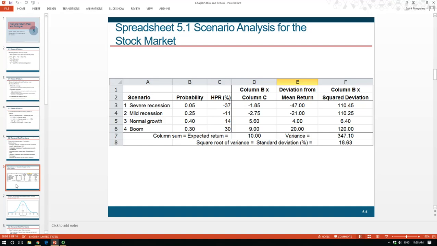uncertainty, right? And uncertainty or risk can be measured by the variance. The variance is the sum of the squares of deviation from mean return for each different scenario. For example, the deviation from mean return under the severe recession scenario is negative 47%. That's the difference between negative 37% and expected rate of return 10%. Right? And when you take a square of those numbers and put them together, you get the so-called variance. When you take the square root of variance, you get a standard deviation.